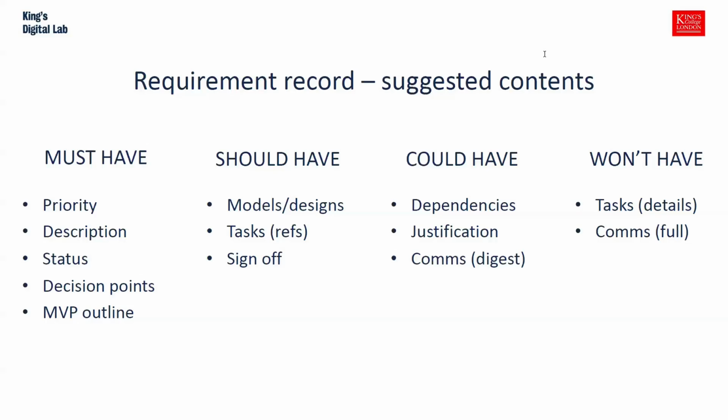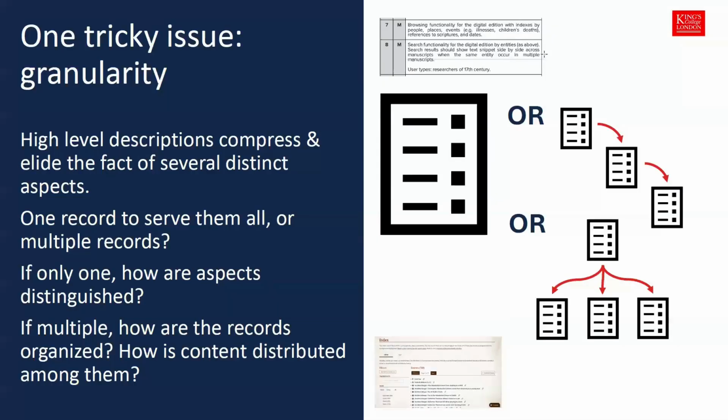Comms, I said about, say, an email chain, just give a digest, don't give the whole thing. Won't have tasks. Tasks do not belong in a requirement record. Tasks belong in a task management system, which is built to handle them, put them there, and don't have full record of comms.